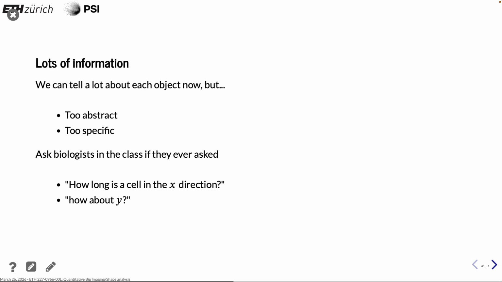So this is a lot of information. Sometimes it's even too specific, and often if you have measured something, it's not really what you want to know. So for example, you don't need to know how long a cell is in the x direction or in the y direction, because if it's not isotropic, if you rotate it, you get a different x length and y length. And then it doesn't help you to tell how long it is in the x and y directions. What you want to know is the major and minor axis, and that you can also extract actually.